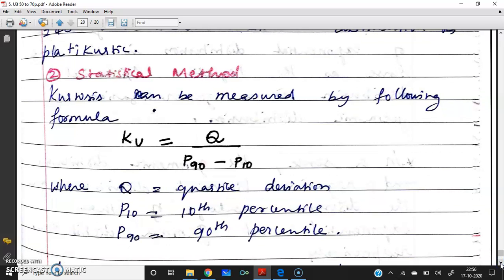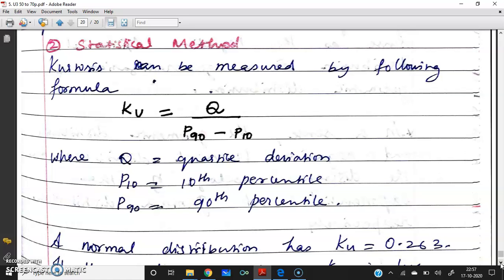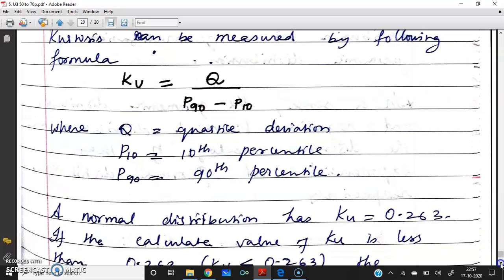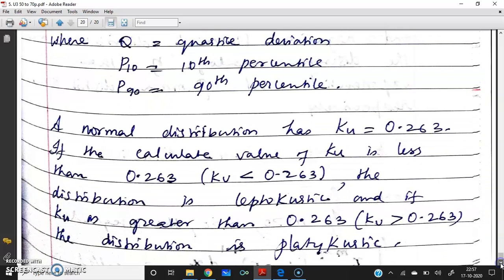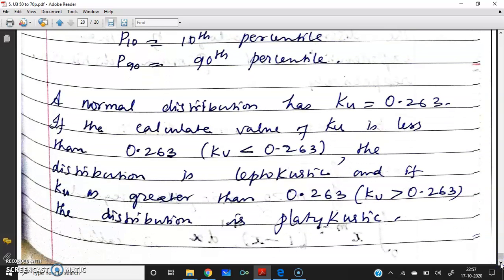Kurtosis can be measured by the following formula: Ku equal to Q by P90 minus P10. Q is nothing but our quartile deviation, P10 is the 10th percentile, and P90 is the 90th percentile. A normal distribution has kurtosis 0.263, that we have seen before. If the calculated value of Ku is less than 0.263, the distribution is leptokurtic. And if Ku is greater than 0.263, then the distribution is platykurtic.